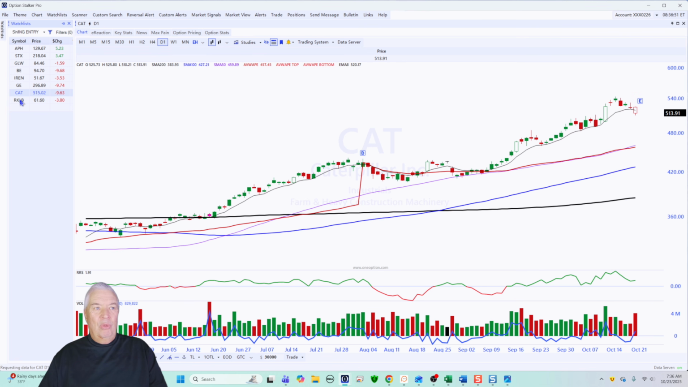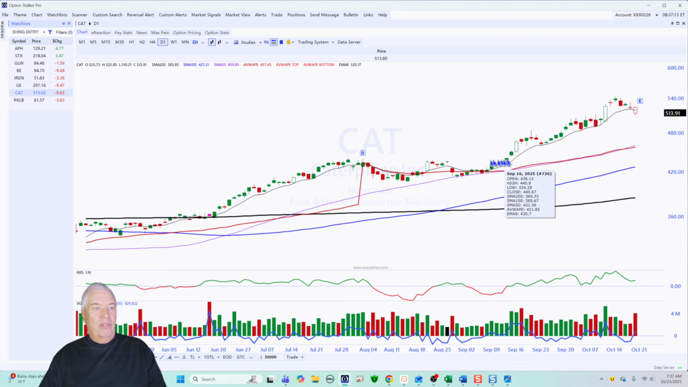Caterpillar, heavy equipment manufacturer. Is there anything I can really get excited about with this one? Not too much, but once it does get through this horizontal resistance right in here, you're looking at it poke through. It's above all the major moving averages. There's your put selling opportunity right in there. You've got another opportunity to maybe sell a bullish put spread.